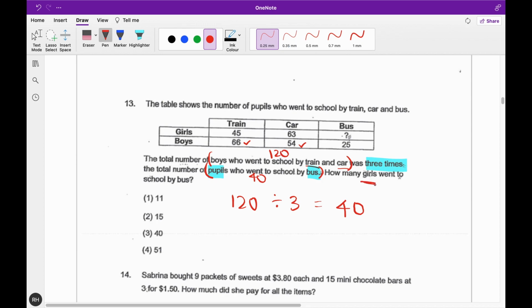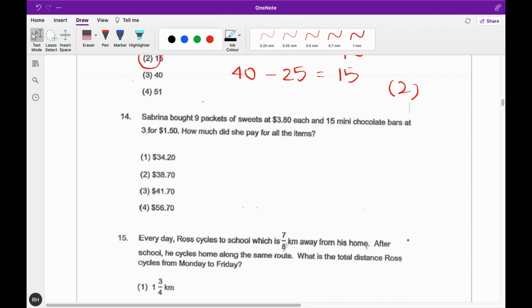So how many girls went to school by bus? We want to find this question mark here. So we know these two add up to be 40. To find the girls, we can just take 40 minus 25, and the answer would be 15. So we have 15 girls who go to school by bus.